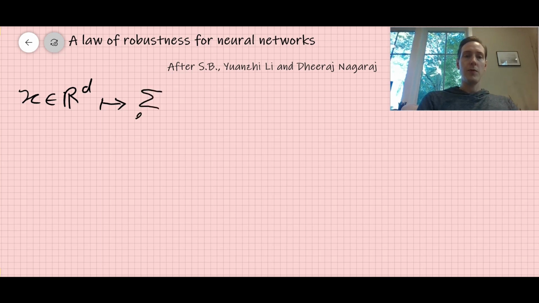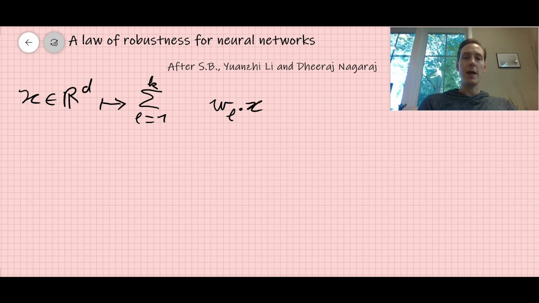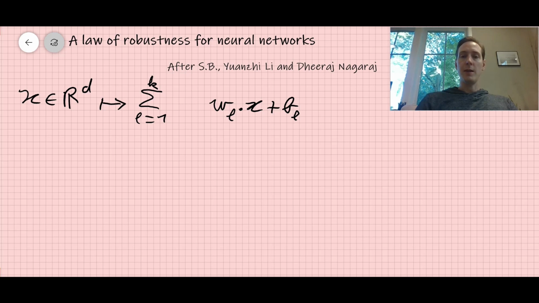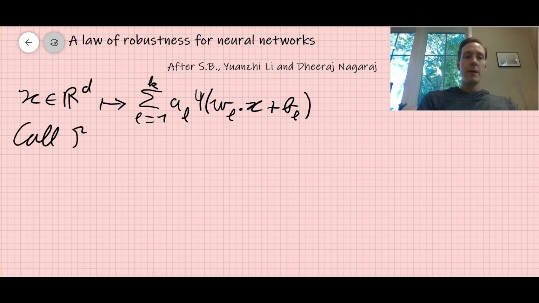It's a sum for l equals 1 to k. So we have k neurons. And each neuron computes first an affine function, w_l dot x plus b_l. w_l is a vector, b_l is a real. So this is the affine map that the neuron computes. Then it applies a nonlinearity psi. Psi is some fixed activation function that goes from the reals to the reals. So this is the output of the l-th neuron, and then all these outputs are linearly recombined. So the final output is the sum of a_l psi of w_l dot x plus b_l. The a_l are also real numbers. Let's call F_k of psi this set of functions.